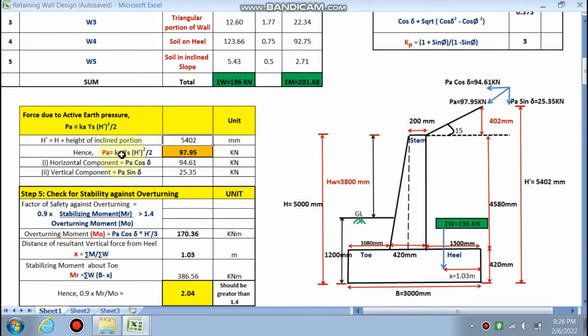Pa formula is Ka, gamma s is the unit weight of the soil, h dash, this is h dash square by 2, so 97.95. But the horizontal component you have to take, because this is an inclined portion, so you have to calculate the horizontal component and the vertical component, right?